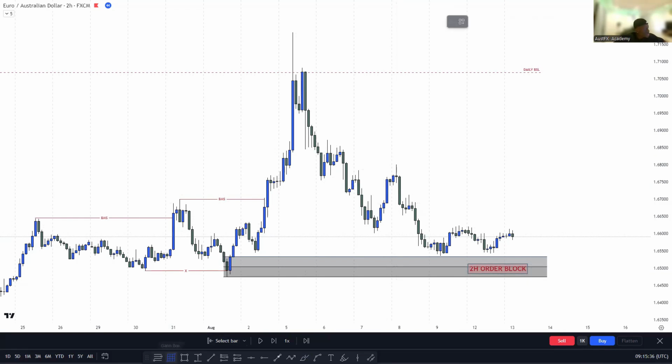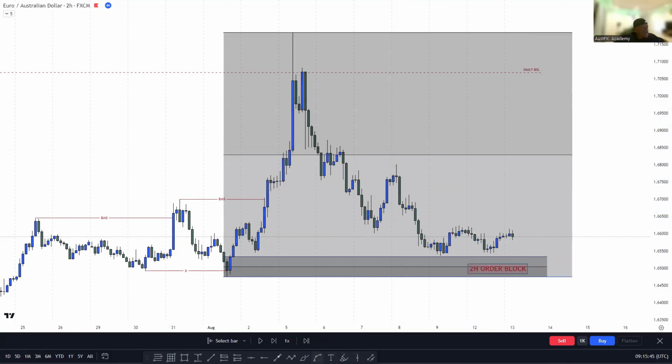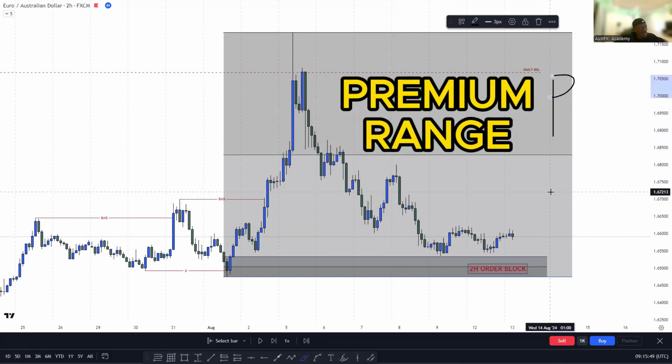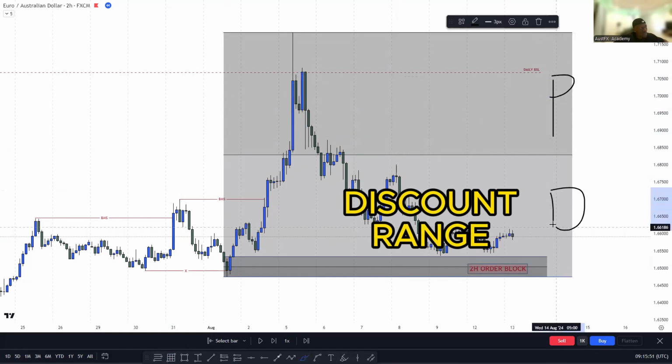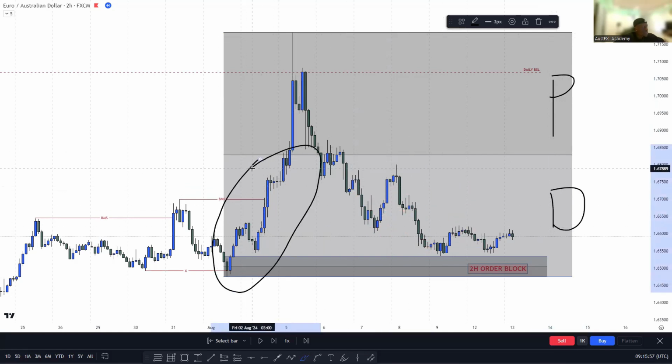So what I was waiting for is to pick my premium and discount from this swing low here all the way up to this swing high, for us to identify what our premium and discount levels are. So basically, me marking this, I realized this whole range here is my discount level. So this is where I'm looking to take my buy entries from.